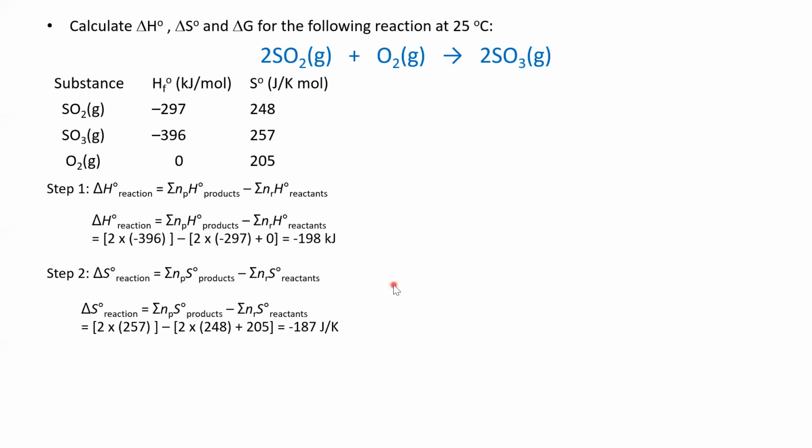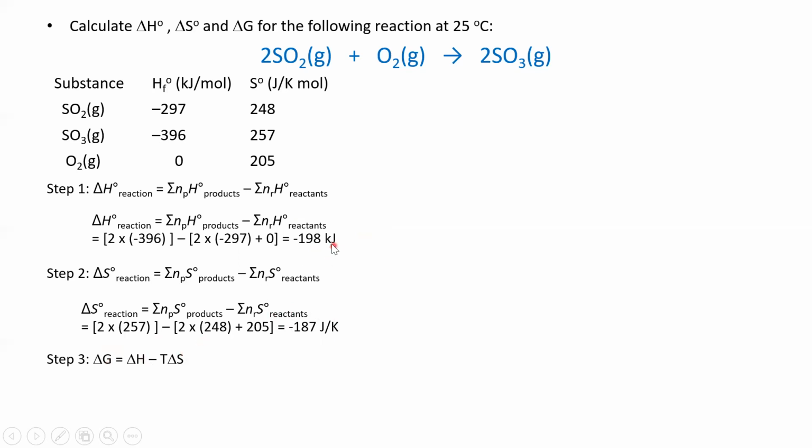Now, the last thing we want to do is calculate delta G. We're going to take the value that we got for our enthalpy, that negative 198 kilojoules, and the value that we got for our entropy, that negative 187 joules per Kelvin, and plug them into our equation.